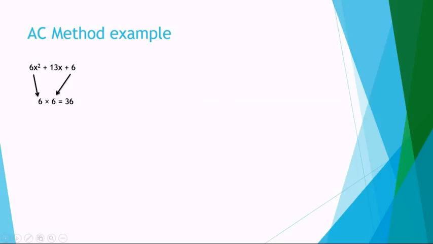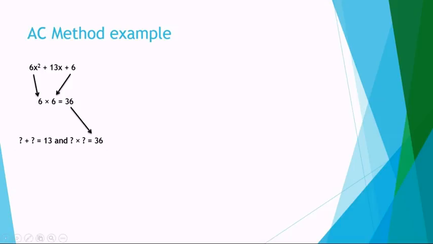Now I'm going to use that 36. I'm going to find two numbers, like the conventional method, that have a sum of 13, that middle number, but those same two numbers are going to have a product of that last number, the number we got from multiplying the A term and the C term. So same two numbers: sum of 13, and a product of 36.